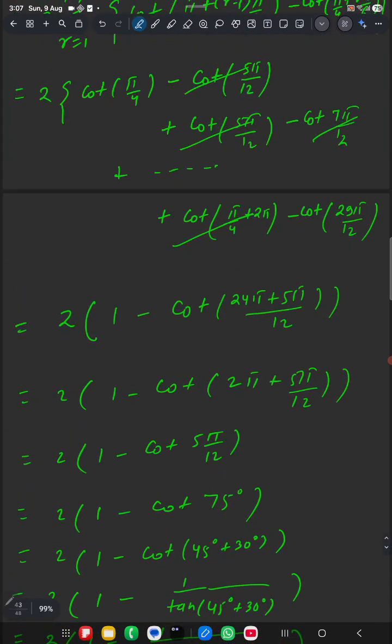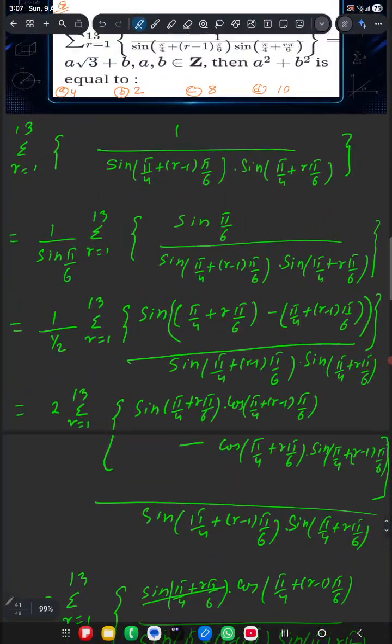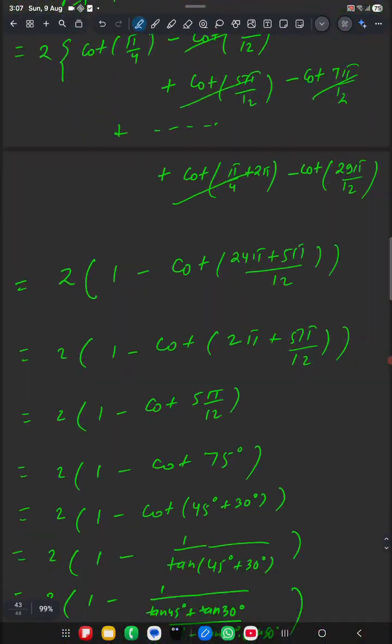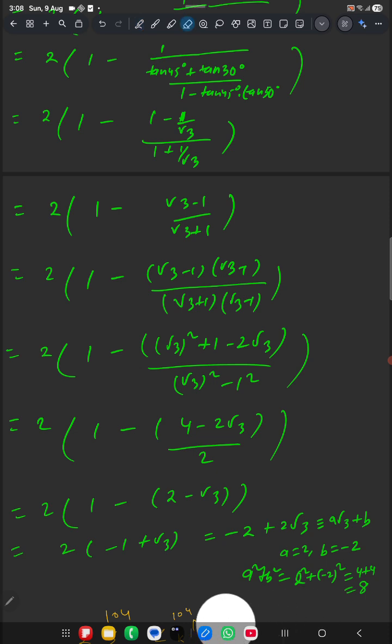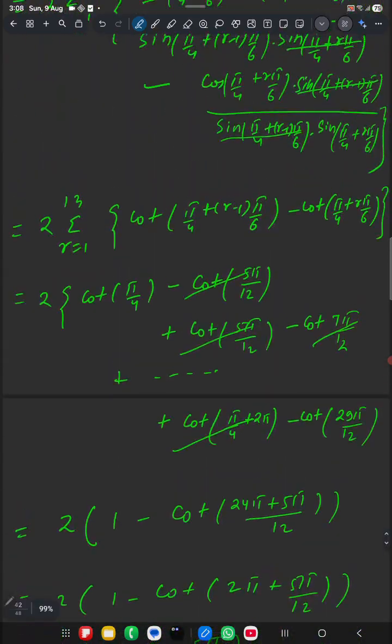And in the expression it was given as a root 3 plus b. So on comparison with a root 3 plus b, a is 2 and b is minus 2. So integers, therefore a square plus b square is 2 square plus minus 2 square, that is 4 plus 4 is 8. So which option is correct? Option 8.